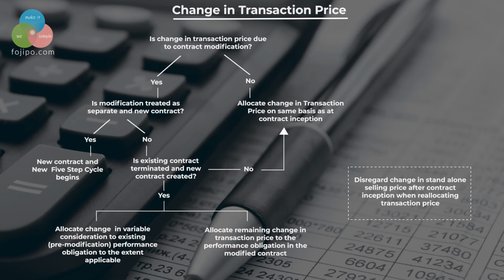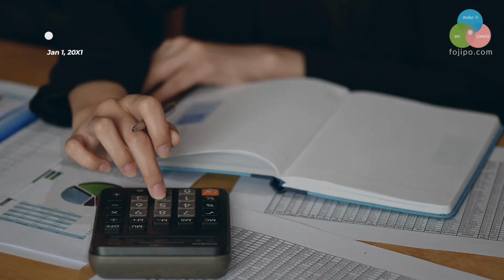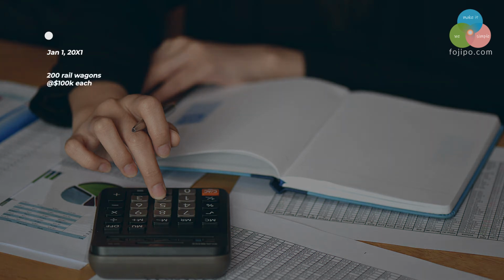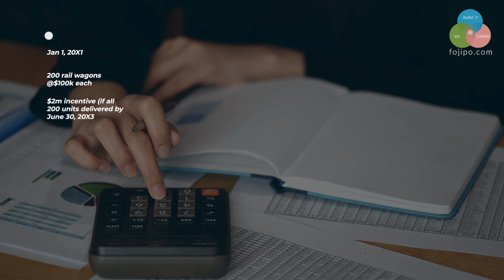I think we need an example to dispel the fog. So here we go. Say on January 1, 20X1, you signed a contract with the rail company to deliver 200 units of rail wagons at 100K each. Contract also provided to pay an incentive of $2 million if all 200 units are delivered within 30 months, that is by June 30th, 20X3.